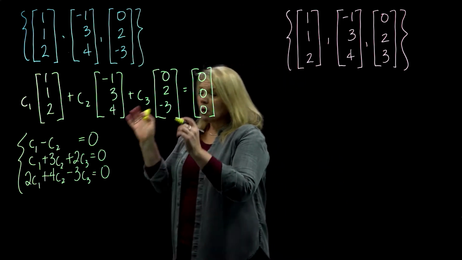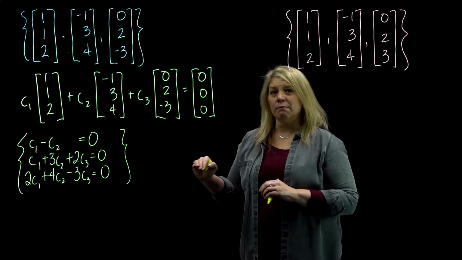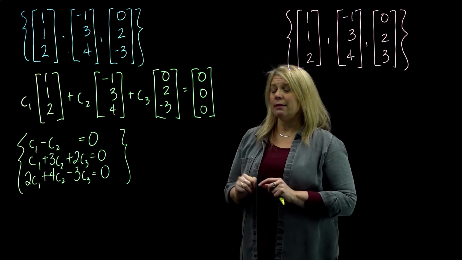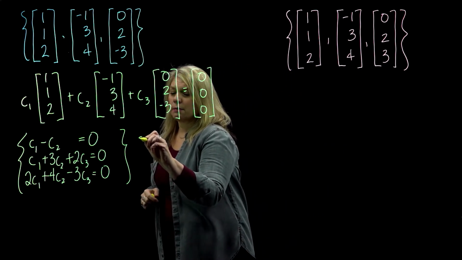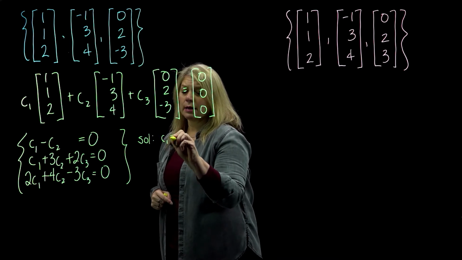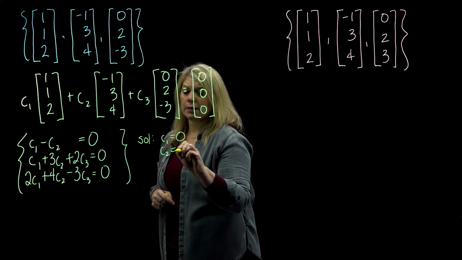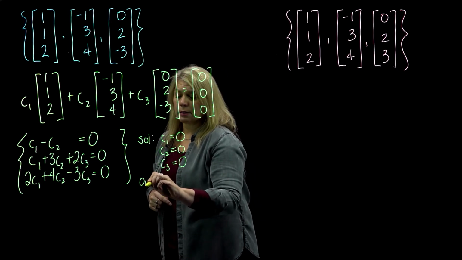So you want to solve this system. I already did that, so you should maybe pause the video and do that and see if you get the same thing I'm going to get. But when you solve that system, you're going to get as a solution that C1 is equal to 0 and C2 is equal to 0 and C3 is equal to 0 as the only solution.